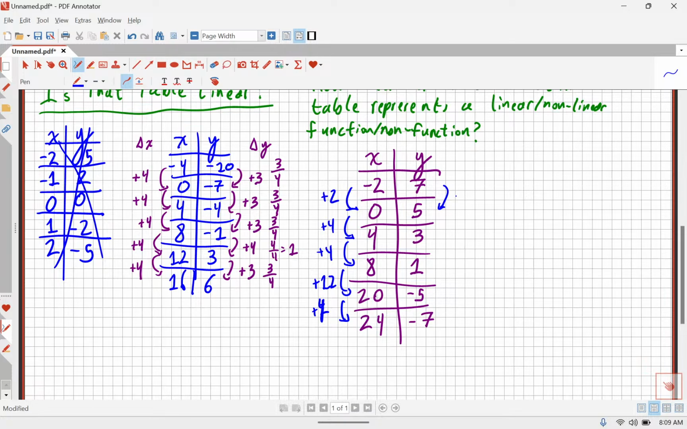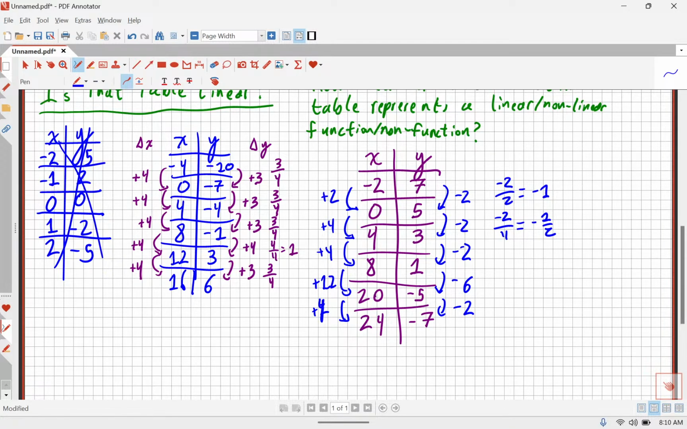What about this one, 7 to 5? What was the change there? Oh, you're right. That's a decrease of 6, and that's a decrease of 2. So negative 2 over 2 is negative 1. Negative 2 over 4 is negative 1 half. You can actually stop right there. If I'm asking if that's linear or nonlinear, as soon as you get a different change in y over change in x, you know that it's not going to be linear.